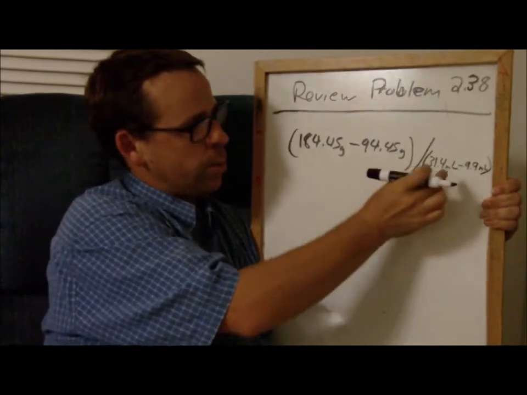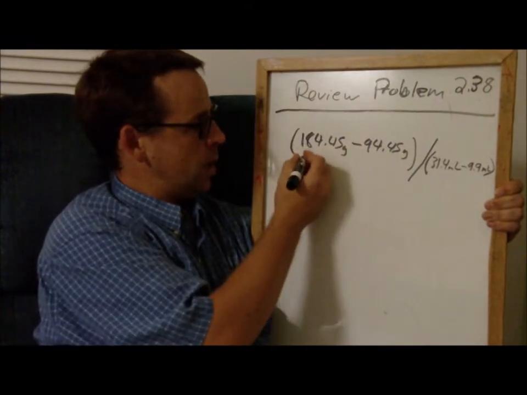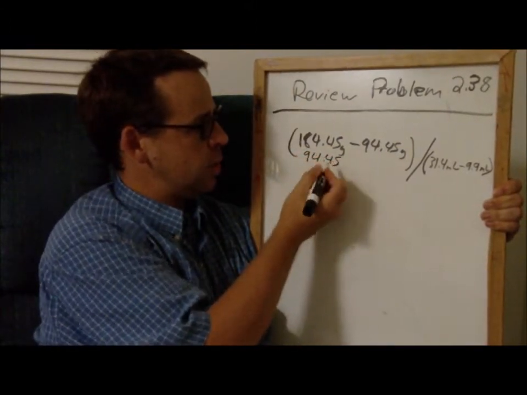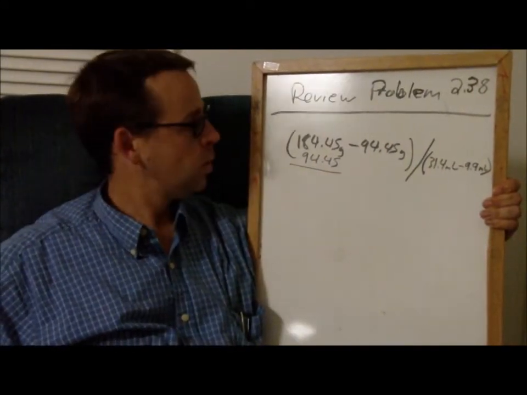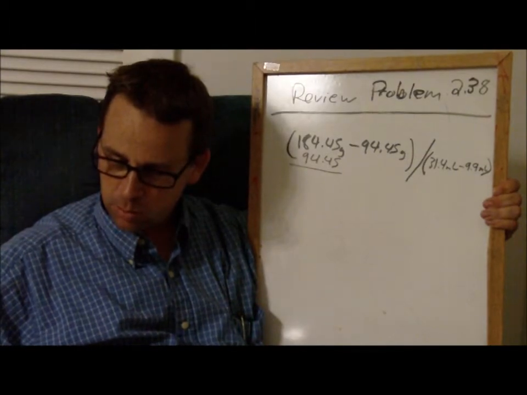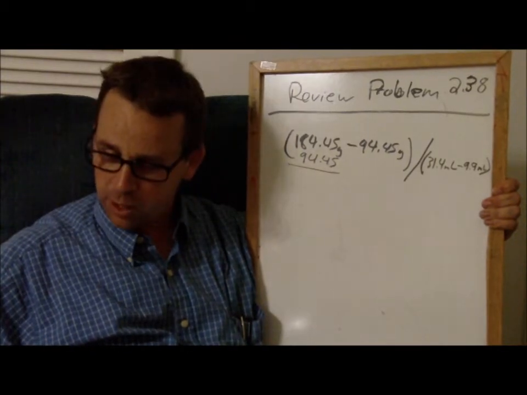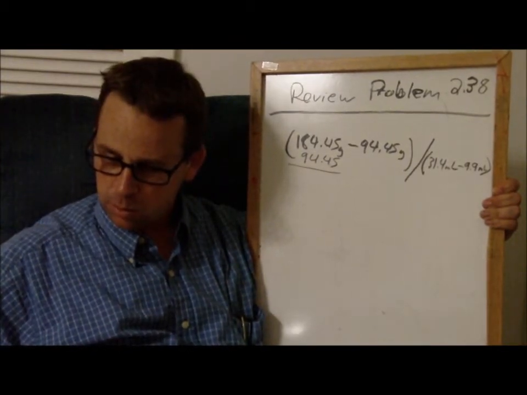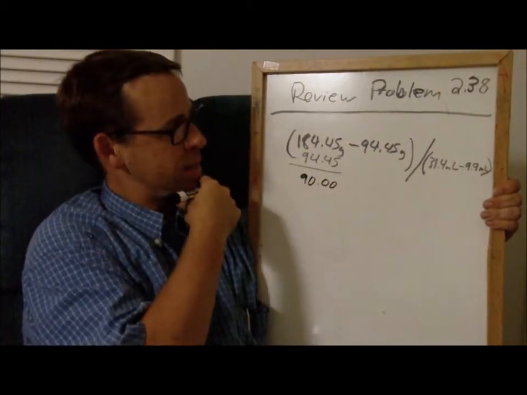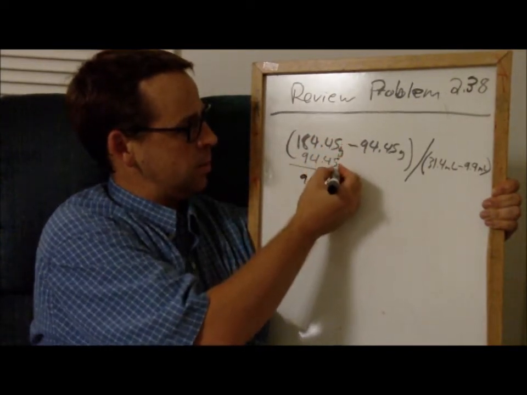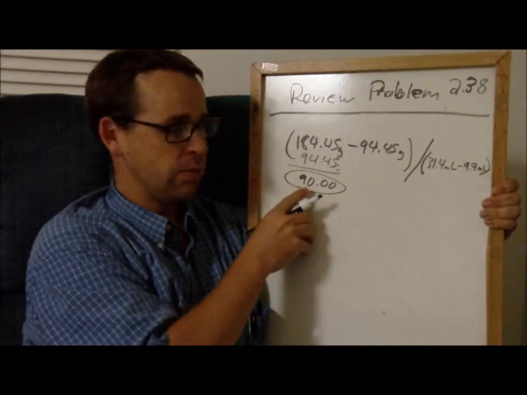Okay? Order of operations, we do what's inside the parentheses first. 184.45 minus 94.45. I like to line these up so that we can see how many significant digits we should be limited to. The answer is 90.00. We see that both of these are limited to 2 significant digits beyond the decimal point, so our answer has 4 significant digits here.